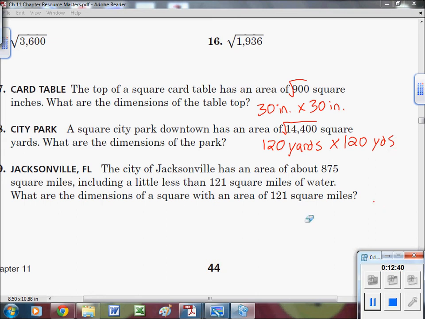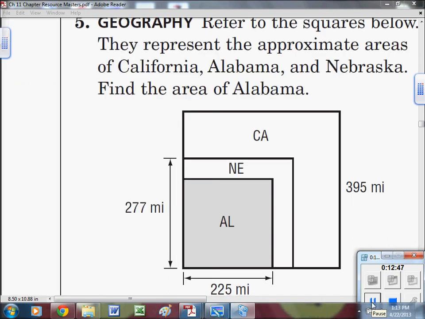So that's what we mean when we say find the side length if you know the area. Or the opposite. They may ask the opposite. They may give you a side length and ask you for the area.